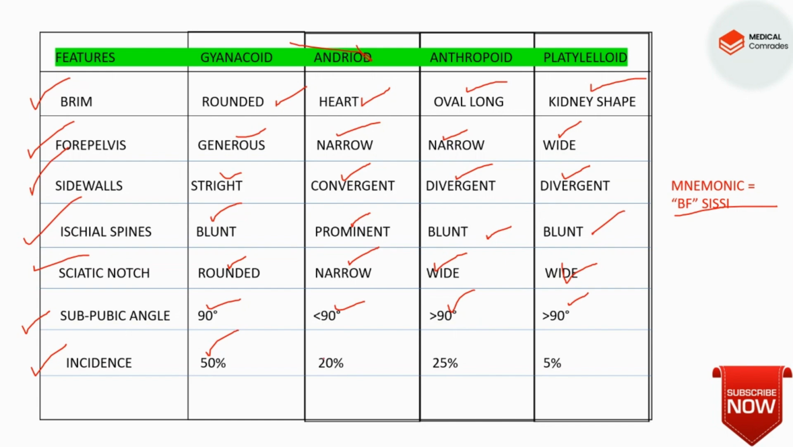Incidence is 50% for gynecoid and 20% for android. Incidence means how many women have these types of pelvises. 25% of women have anthropoid and 25% have platypelloid.